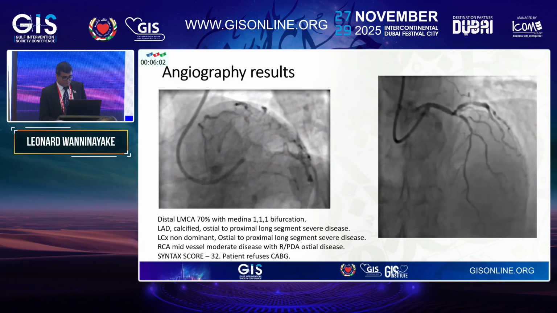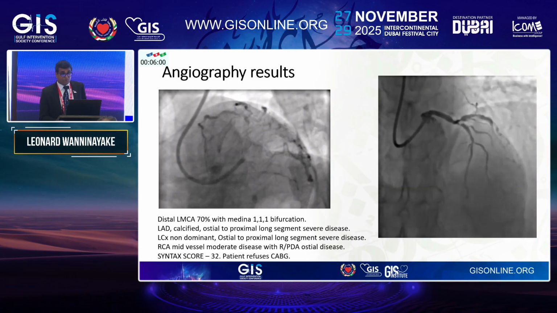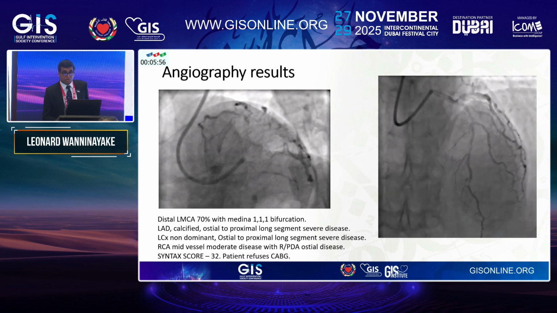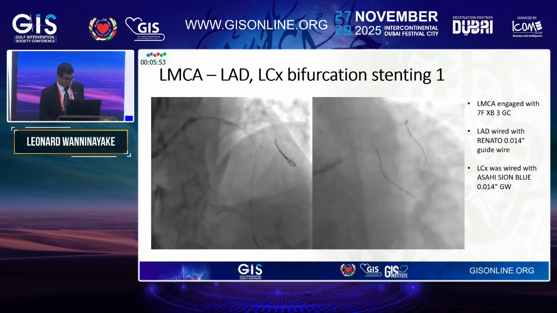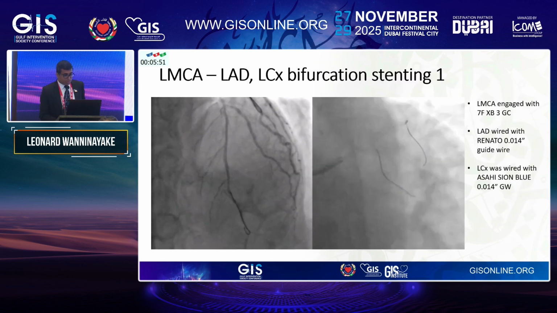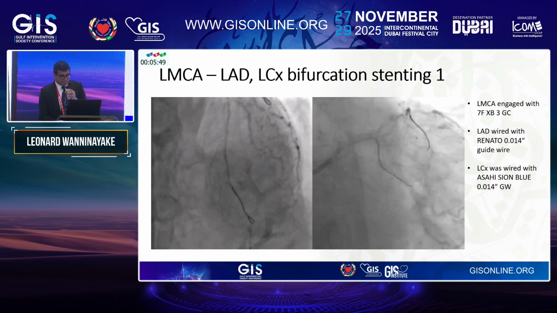We discussed with the patient, who was 53 years old, and he refused CABG. Therefore, we offered him complex PCI. We engaged the left main radially with a 7 French XB3 catheter, and the LAD was wired with a Runthrough wire, and the circumflex was wired with a Sion Blue guide wire, and we planned to do the procedure.